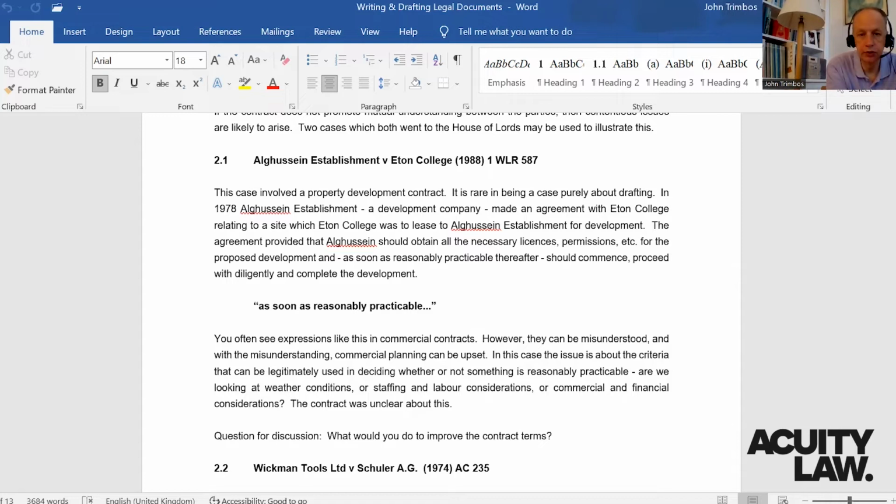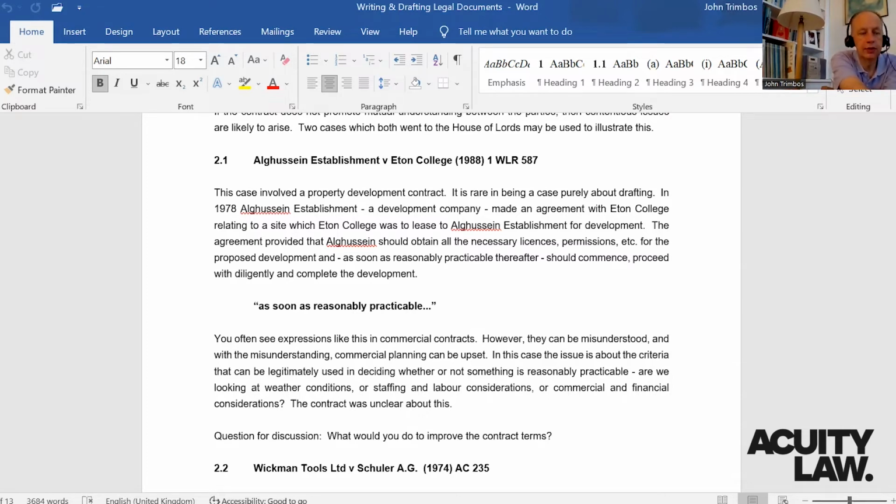And then you could still use this wording, actually. You could say that Al Hussein have to start work as soon as reasonably practicable after the grant of full planning permission. And in any event, on or before, and then you stick in a long stop date, which is 3, 6, 9 months down the line, whatever's appropriate, whatever you negotiate. And then at least you have the certainty that the work will start sooner or later.